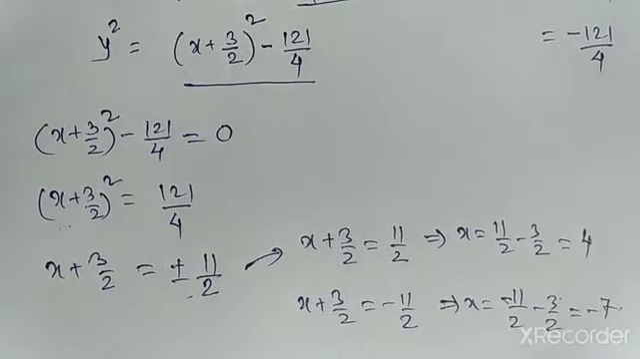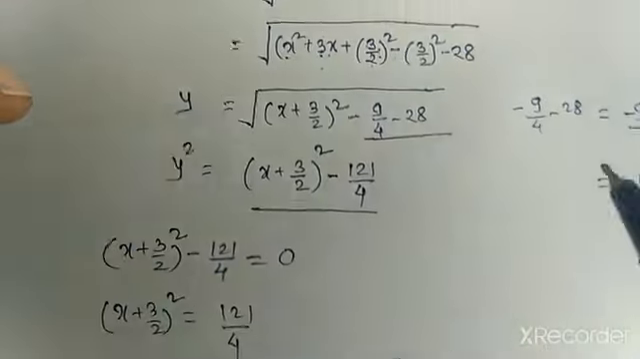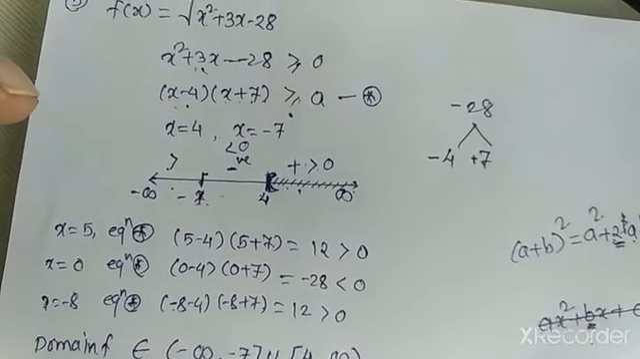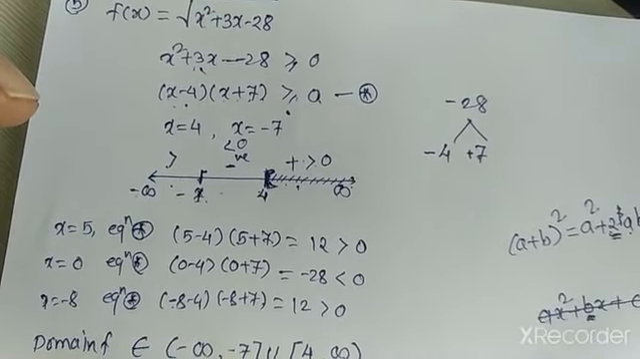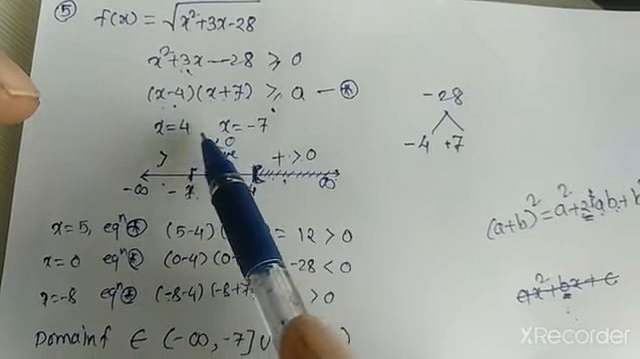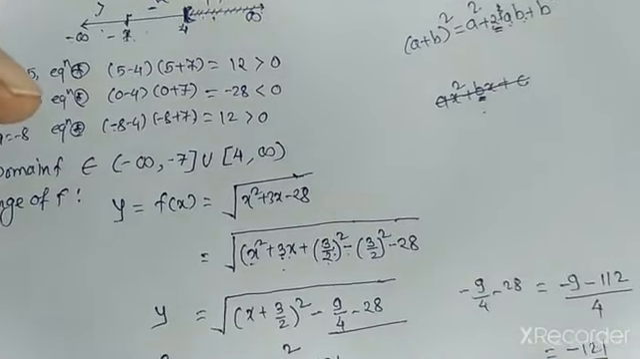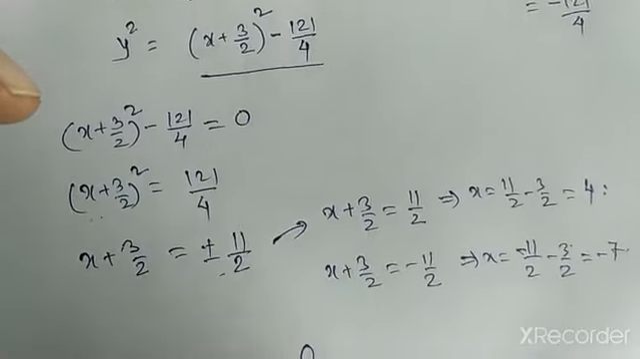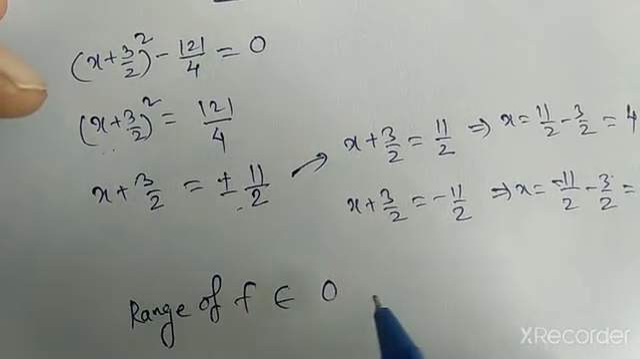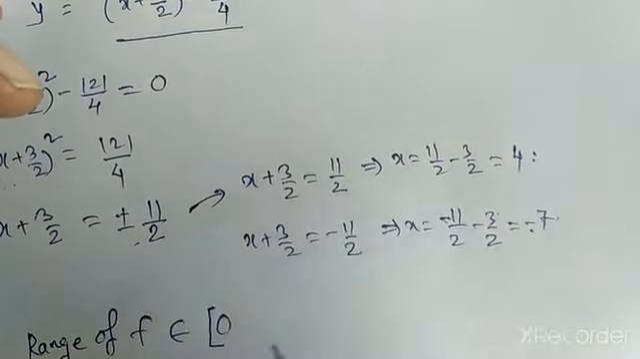Write it as, now here if we consider the values 4 and minus 7, if we put the values in the given equation f of x is equal to square root of x square plus 3x minus 28, as we are getting the roots, for x is equal to 4 it is 0, for x is equal to minus 7 it is 0. So our range will be, range of f belongs to, now it is starting from 0, because at x is equal to 4 it is 0, and for x is equal to minus 7 also it is 0.